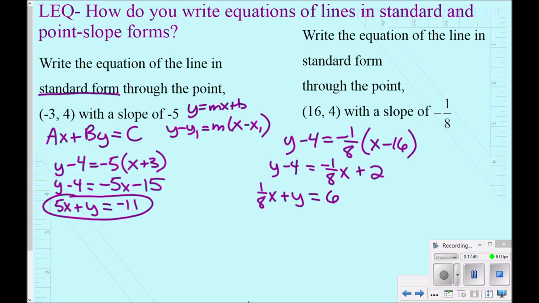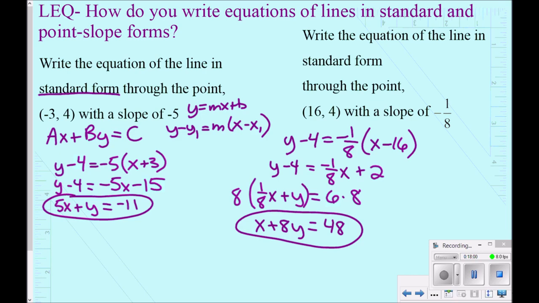And now I don't have it quite in standard form yet. I need to get rid of that 1/8. So I'm going to multiply both sides by 8. And that gives me 8 times 1/8 is 1x. 8 times y is 8y. Equals 6 times 8 is 48. Now I have my equation in standard form.